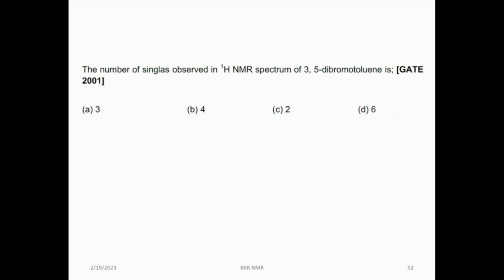So 3,5-dibromotoluene. How many signals in proton NMR? So toluene. When proton is given, write the hydrogens of the molecule and look. Write the hydrogens. Now tell me how many signals. 3 signals.